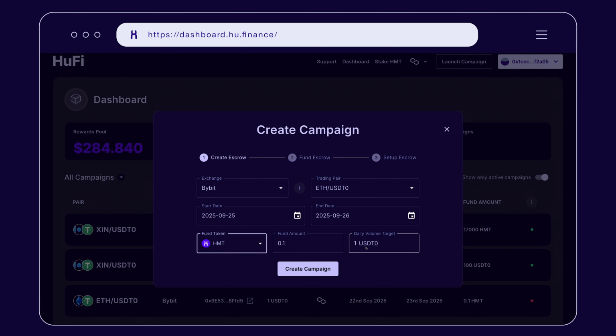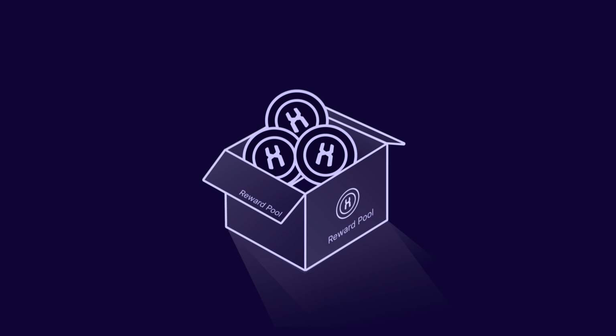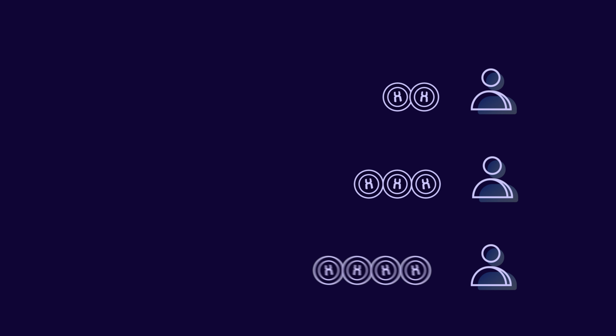Set a daily trading volume target measured in the quote token. If participants hit or exceed this target, the full daily reward pool is distributed. If they fall short, rewards are shared proportionally.